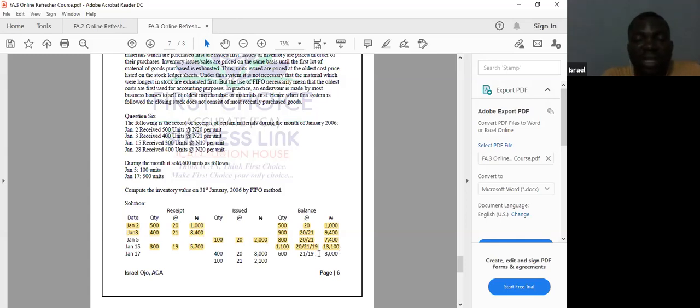30,100. So this is what? This is the balance. Now, if you look at this, we have 20, 21, 19. It means that we have three different rates of what? Of the total quantity of 1,100.